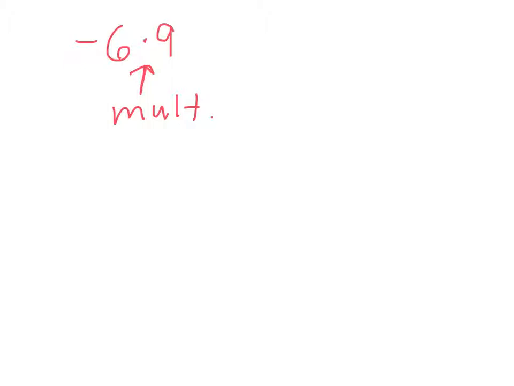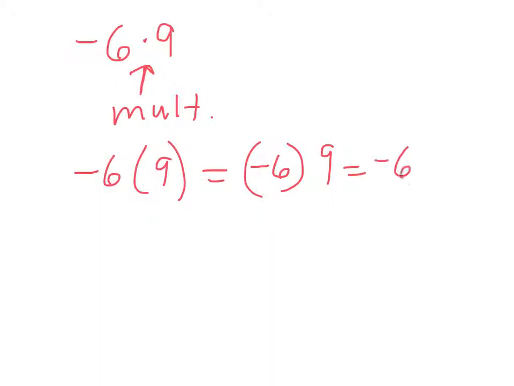But there is also another way to write multiplication. We can write it with parentheses, and the parentheses can be used in 3 different ways. We can put the 9 in parentheses, we can put the -6 in parentheses, or we can just go crazy and put them both in parentheses. All right? So all of that means multiplication.